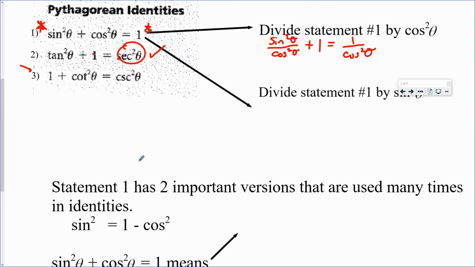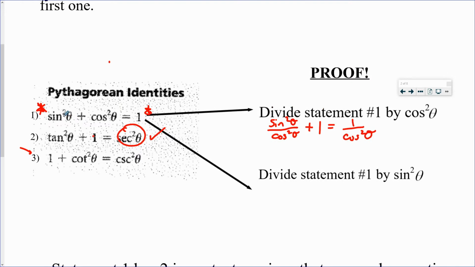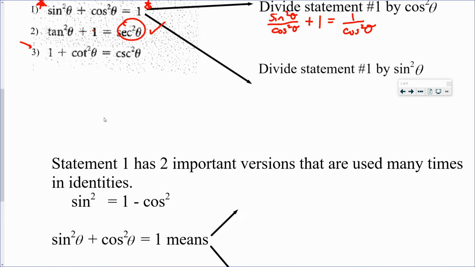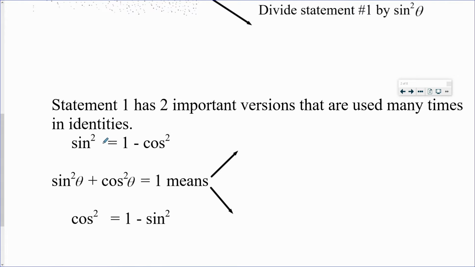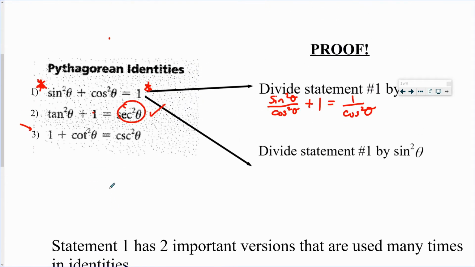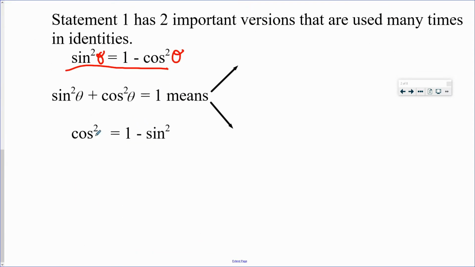So the 2 variations of it are simply derived from solving it for either sine squared or cos squared. Okay, so if you solve number 1 for sine squared, then you're going to get this identity. So this is a good one to memorize. I'm missing the thetas in here. So sine squared theta is the same thing as 1 minus cos squared theta. That just came from moving the cos squared theta over to this side, so that's why the sign changed. Very similarly, you can solve it for cos squared theta, and that's equal to 1 minus sine squared theta.